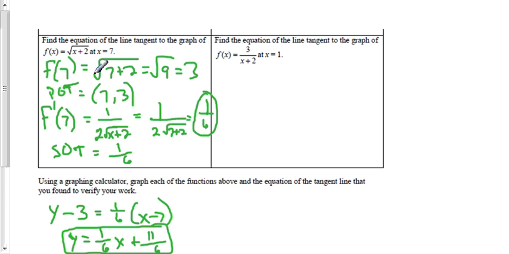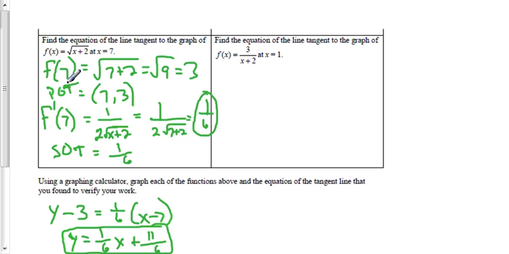Okay, so the next question is: find the equation of the line tangent to the graph of f of x equals square root of x plus 2 at the given value x equals 7. So let's first find the value of the function at 7. Substitute in 7, we get 7 plus 2 is 9, square root of 9 is 3. So the point of tangency, that one point where the tangent line touches, is at (7, 3). So what do I do next? Remember, the derivative is equal to the slope of the tangent line. The slope of the tangent line is equal to the derivative.